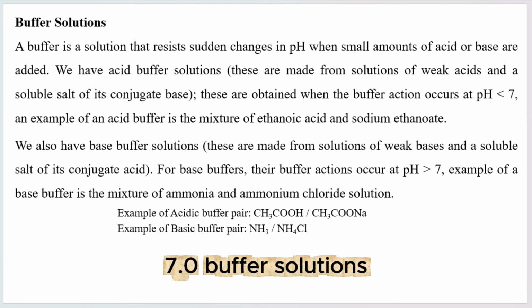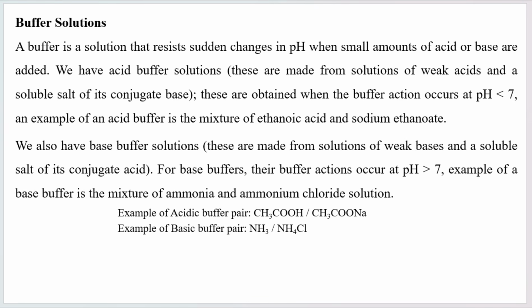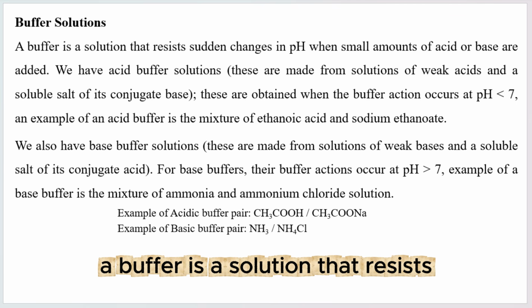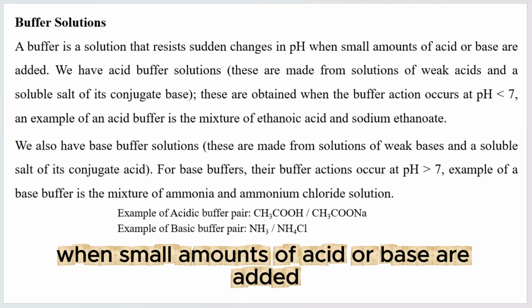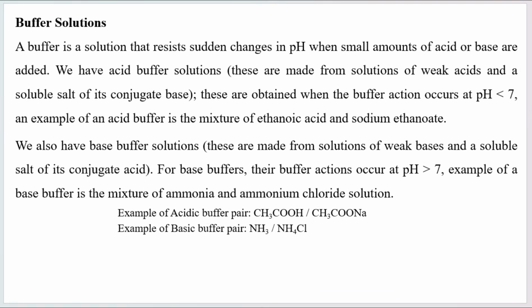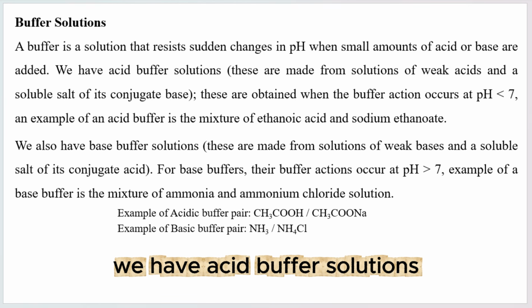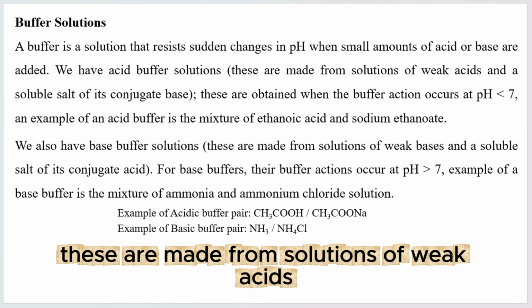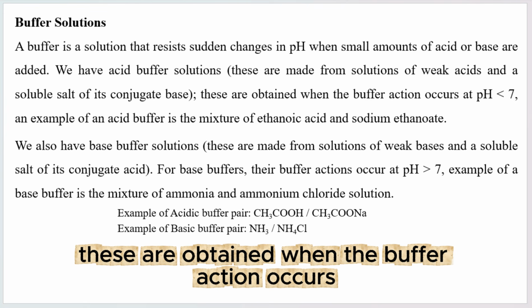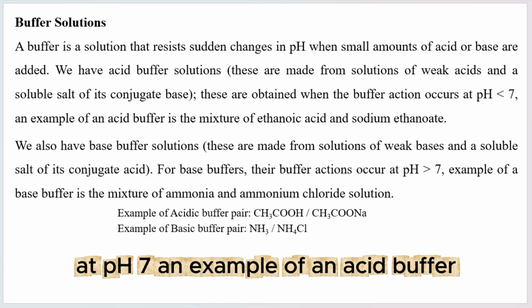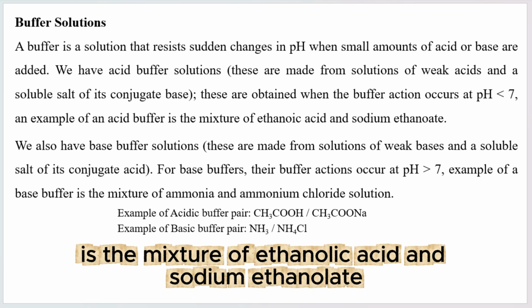7.0. Buffer solutions. A buffer is a solution that resists sudden changes in pH when small amounts of acid or base are added. We have acid buffer solutions. These are made from solutions of weak acids and a soluble salt of its conjugate base. These are obtained when the buffer action occurs at pH below 7. An example of an acid buffer is the mixture of ethanoic acid and sodium ethanoate.